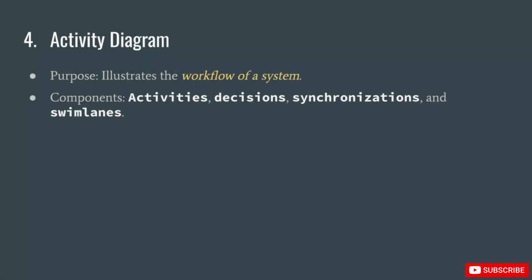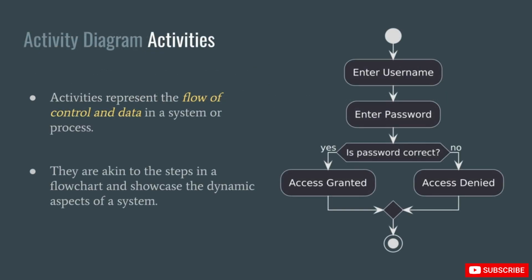Activity diagrams illustrate the workflow of a system. They include activities, decisions, synchronizations, and swim lanes to show how tasks progress and interact. Activities show how control and data flow within a system or process. They are similar to the steps in a flowchart, highlighting the dynamic parts of a system.